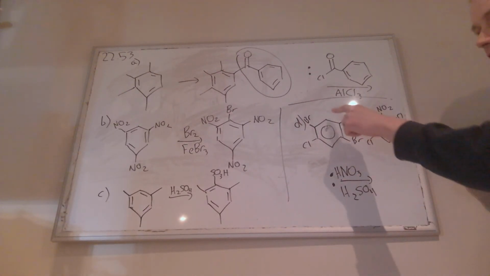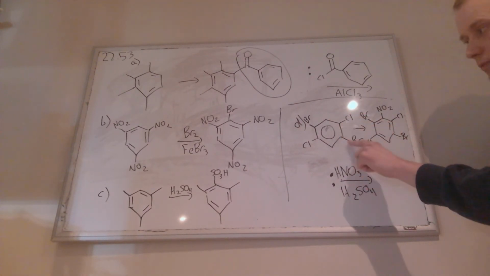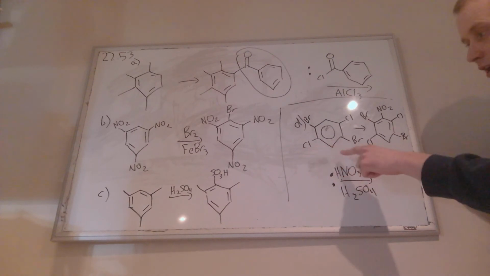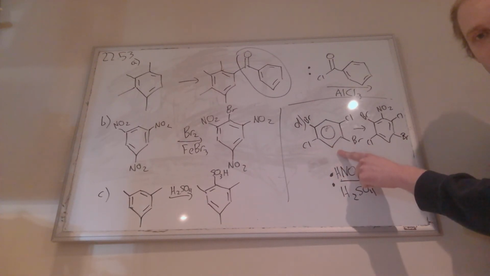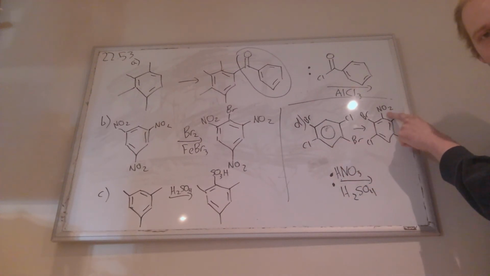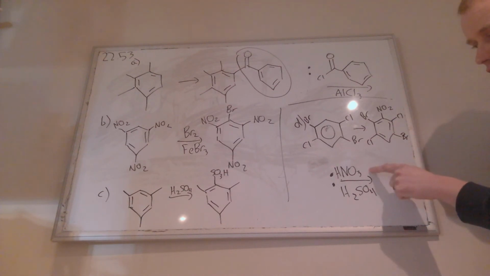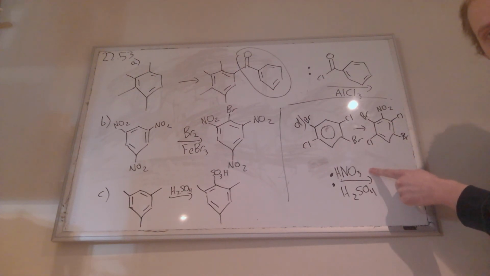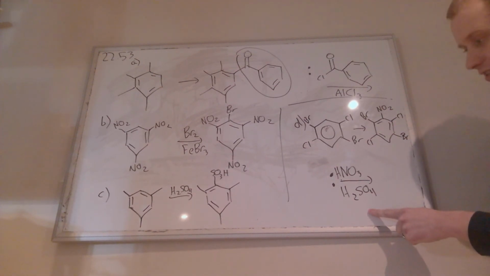For D, we have, again, two identical positions. They're both between a bromine and a chlorine, and so again, the conditions are just whatever we need to install the NO2 group on this ring. The conditions for installing an NO2 are the nitration conditions, which are concentrated nitric acid and catalytic sulfuric acid.